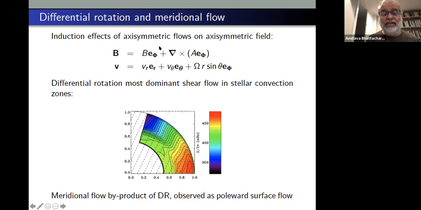So the nice thing is then you have built into the magnetic field two nice stream functions, which make the problem a little bit easier. The velocity has a radial component, a poloidal component, and this dominant toroidal rotation, the solar rotation. The differential rotation represented by this term is in fact the most dominant shear flow in stellar convection zones. The meridional flow is a byproduct of the differential rotation observed as poleward surface flows.